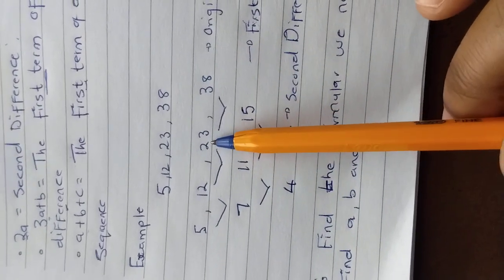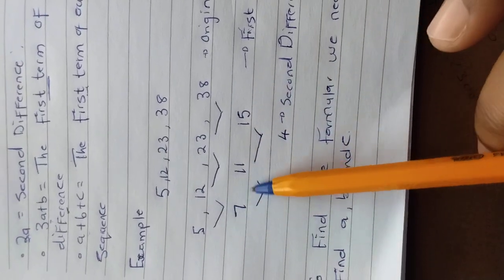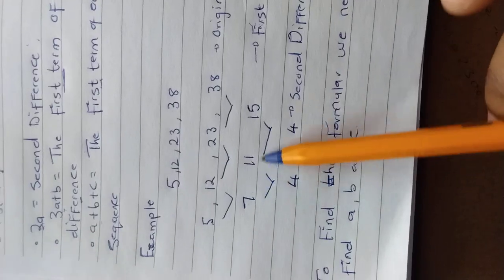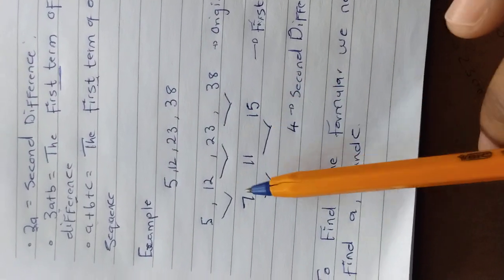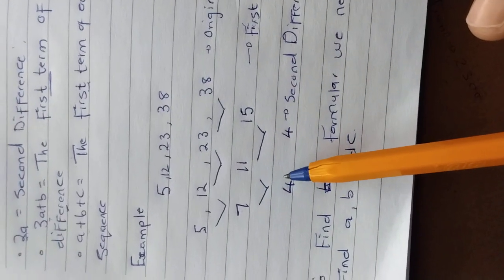38 minus 23 to get what? 15, right? So this over here, it's our first difference. Since this is not the same, meaning the numbers are different, we take it further. Again, you see?